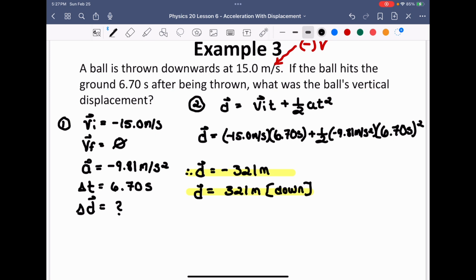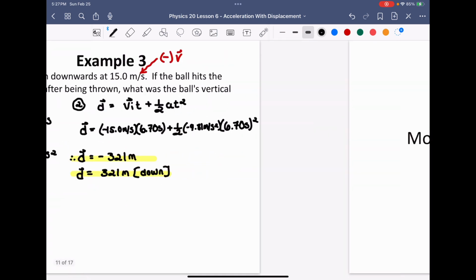That's pretty typical with these ones here. Okay, now we're going to get into some more complex examples here.